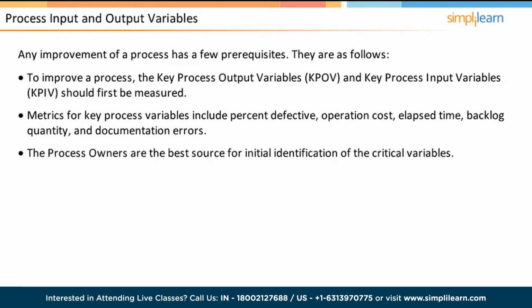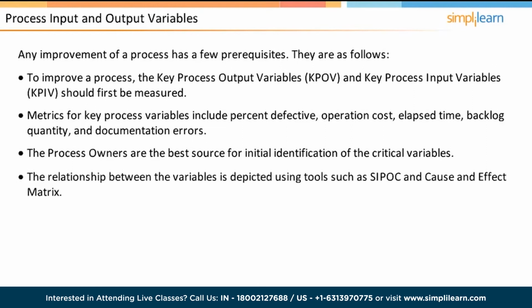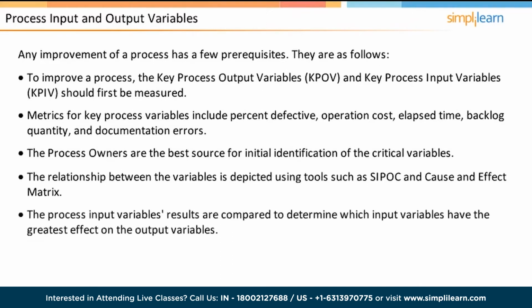Critical variables are best identified by the process owners. Process owners know and understand each step of a process and are in a better position to identify the critical variables initially. Once identified, the relationship between the variables is depicted using tools such as SIPOC and cause and effect matrix. The process input variables results are compared to determine which input variables have the greatest effect on the output variables.